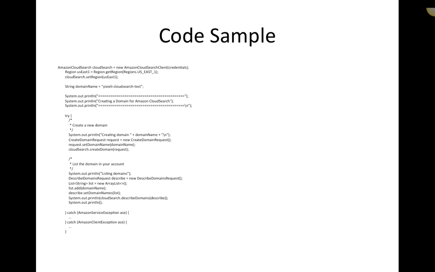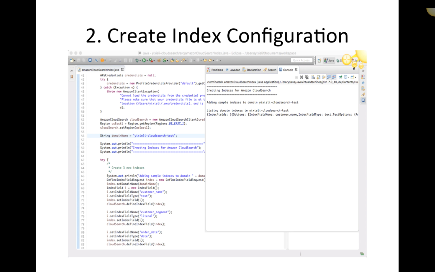Code sample here, basically you use the create domain method. After you set the domain name, the credential and everything, you just run this method and you wait 10 minutes. You can see in your console that it is processing, and then after 10 minutes you see it as active. Next, creating index configuration.